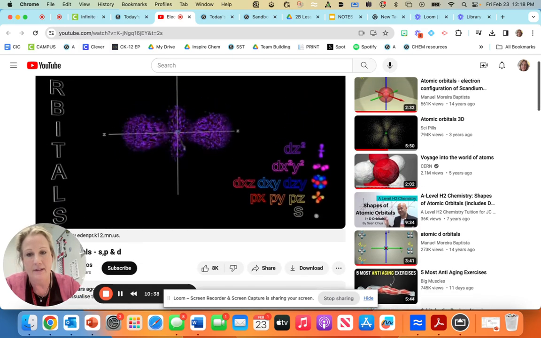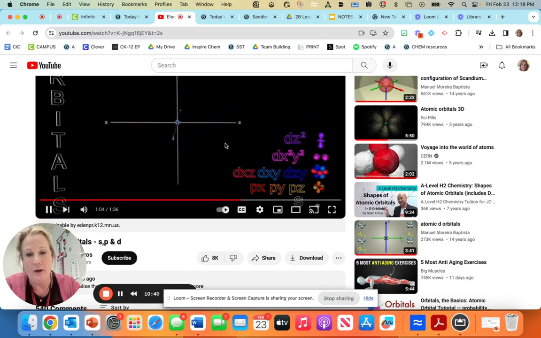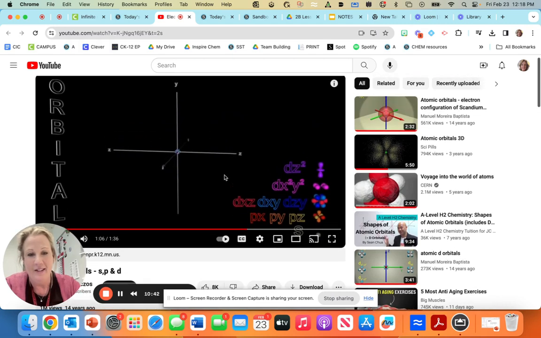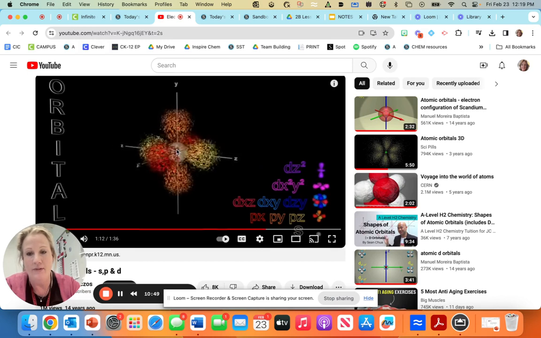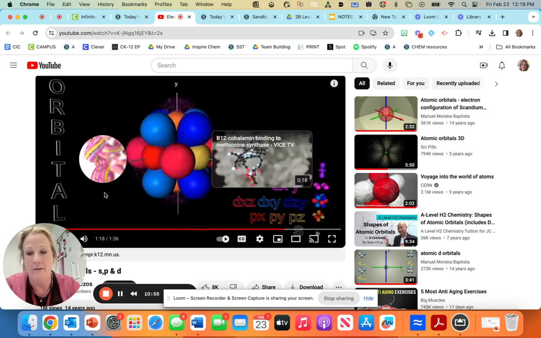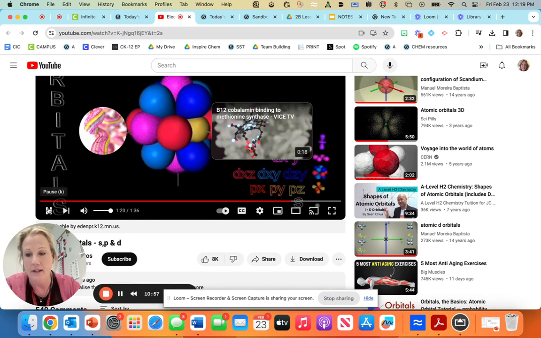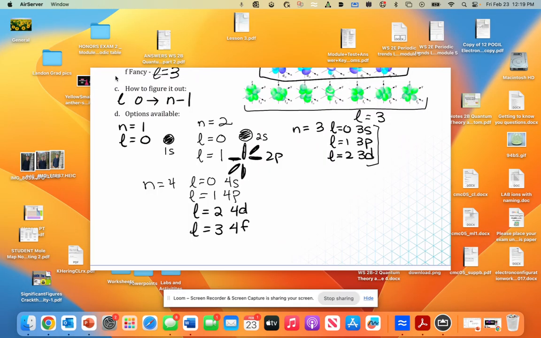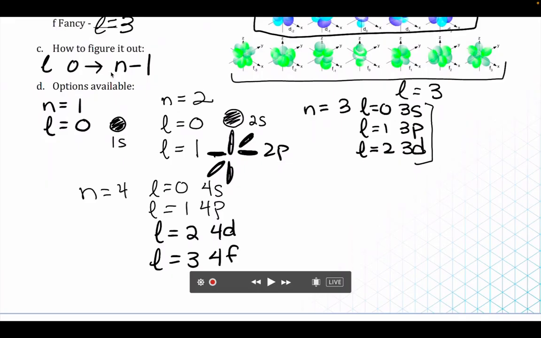So instead, when I was talking about the house and the different levels, when you go into the first level, you're only going to find that one sphere. If you go to the second, you're going to have the sphere and the dumbbells. If you go to the third, you're going to have a sphere, dumbbells, and the D shape. So I'll keep explaining.